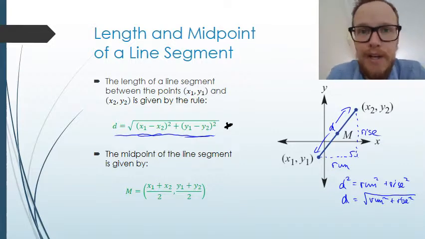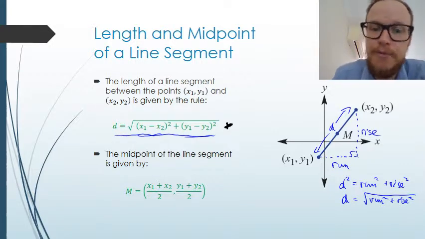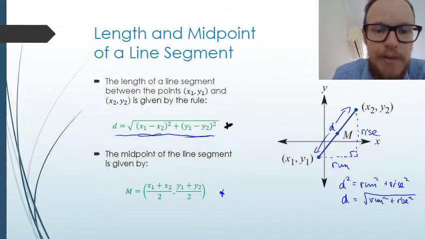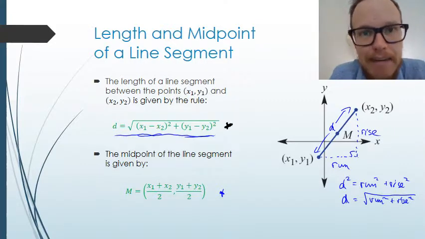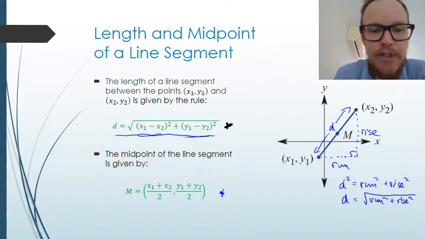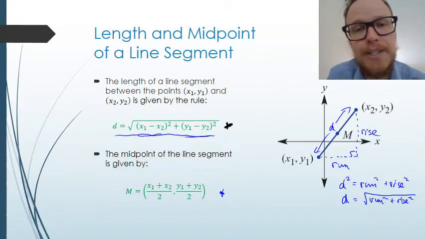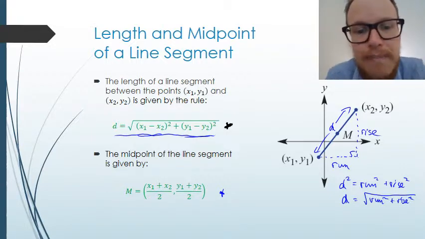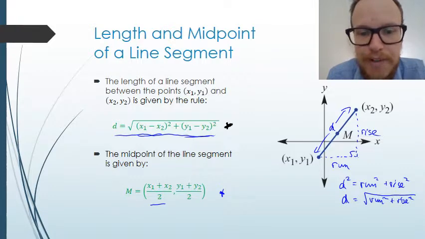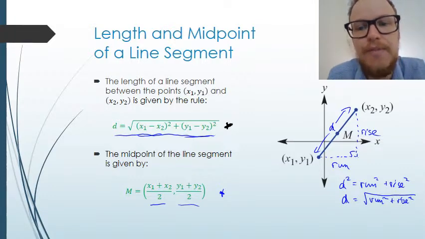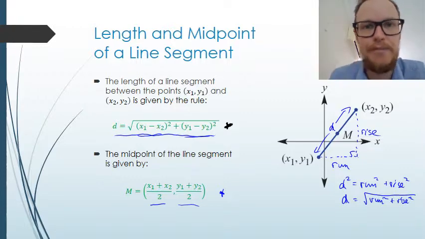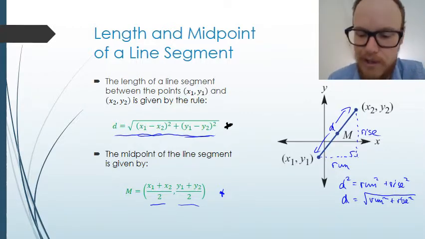The midpoint of a line segment is given by this formula here, and essentially what we're doing is finding the mean of each of the coordinates. So we're adding the x values, x1 and x2, together and dividing by 2, finding the mean of those two coordinates. For the y component, we're finding the mean of the y values. This gives the midpoint in the x direction and the midpoint in the y direction, and that'll give our precise midpoint of the line.